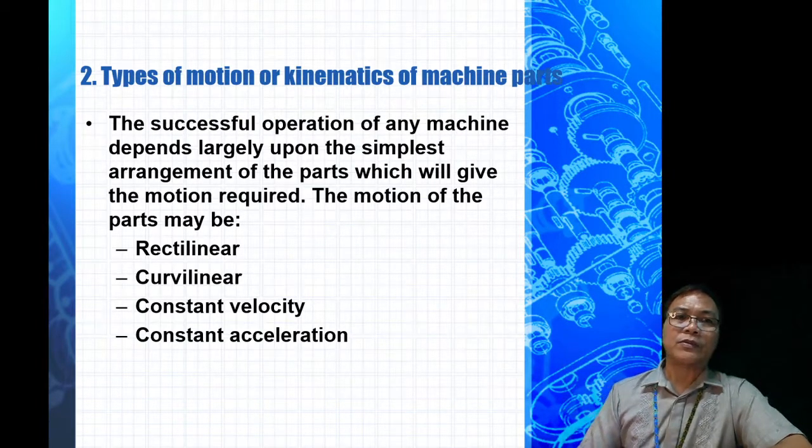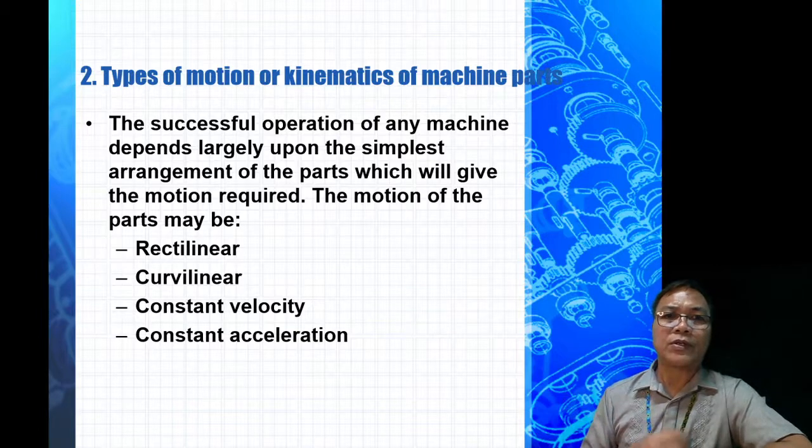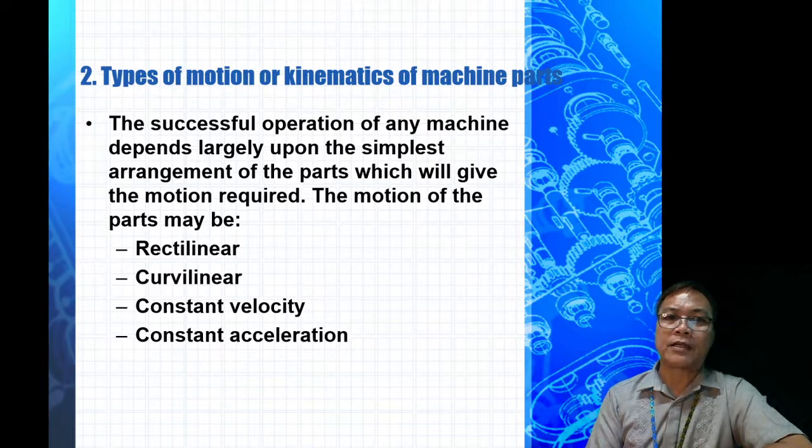So number 2 is the type of motion or kinematics of machine parts, no? So the successful operation of any machine depends largely upon the simplest arrangement of the parts, which will give the motion required. The motion of the parts may be rectilinear, curvilinear, constant velocity, constant acceleration. So this is the thing that you have to consider.